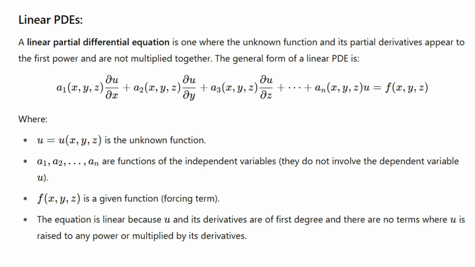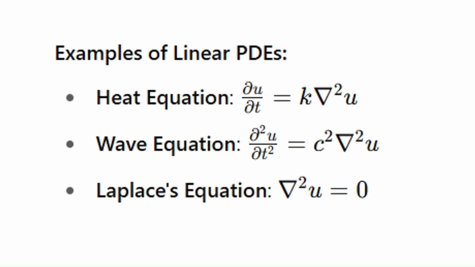They do not involve the dependent variable u. F is a given function which is the forcing term. The equation is linear because u and its derivatives are of first degree and there are no terms where u is raised to any power or multiplied by its derivatives. Examples of linear PDEs: heat equation, wave equation, Laplace equation.